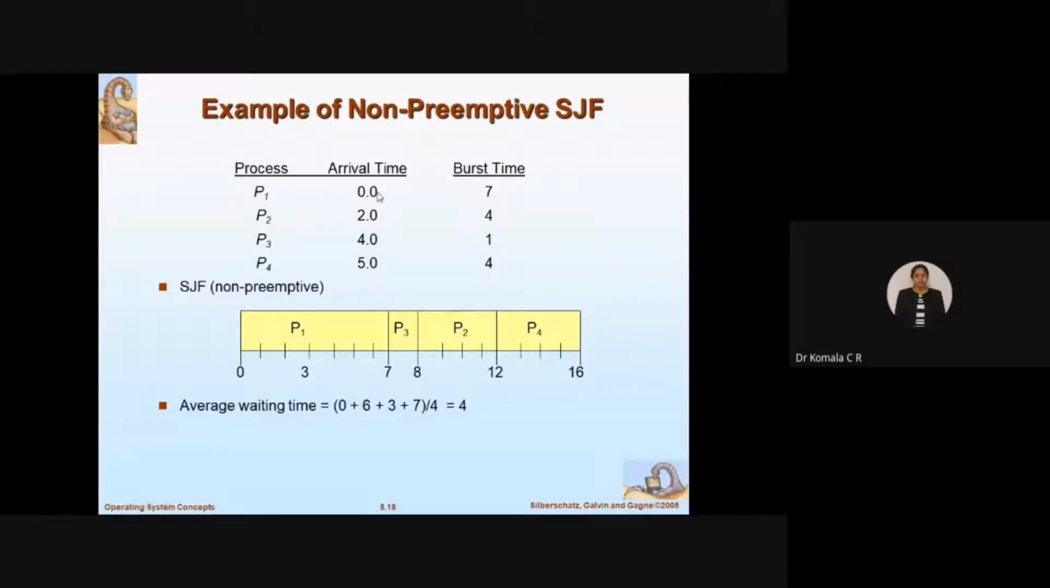So first let us start with 0. Let us write the heading here: SJF, non-preemptive. I don't have the complete thing. First, I will start. Just write with the 0th second. Don't complete these things.